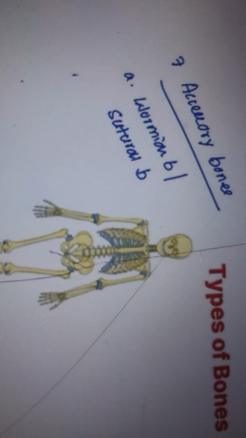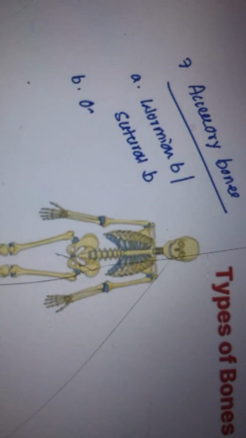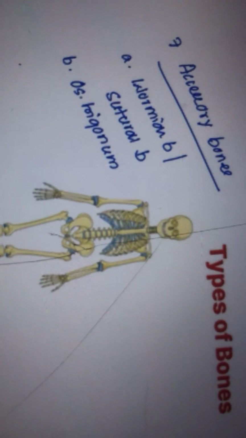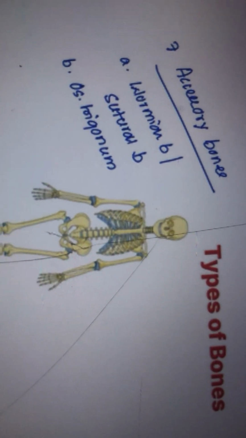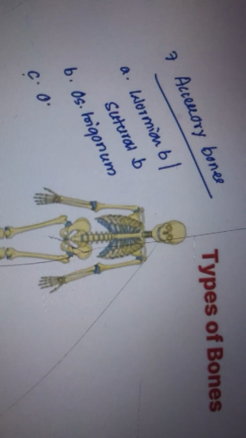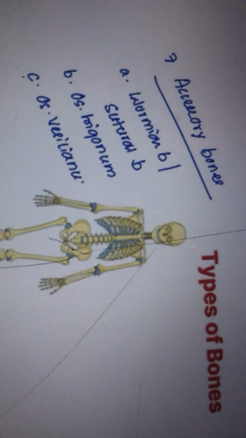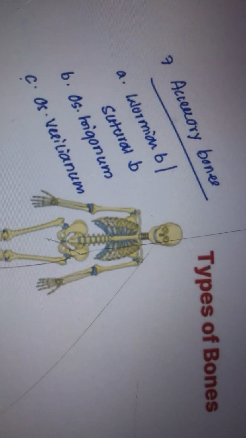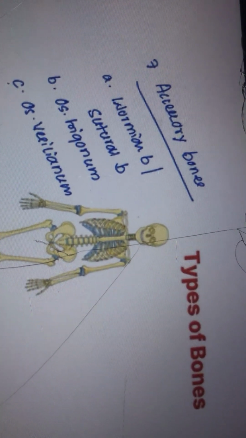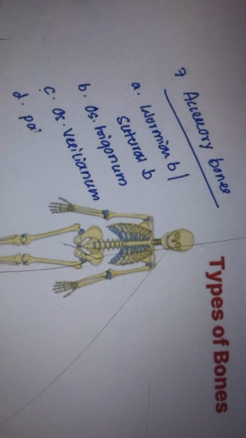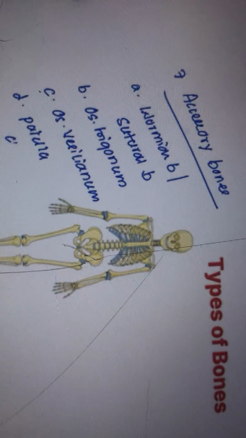Then we have an additional bone called as os trigonum. Now this is an accessory bone which is present close to the talus. Then we have os vesalianum, right? And os vesalianum is present close to the fifth metatarsal bone, and then in the upper limb we have a bone called as patella cubitis.